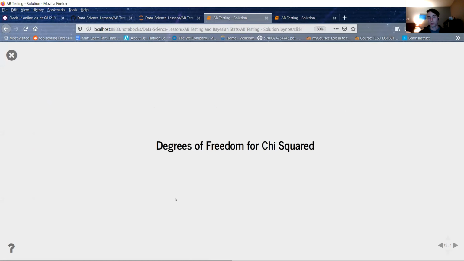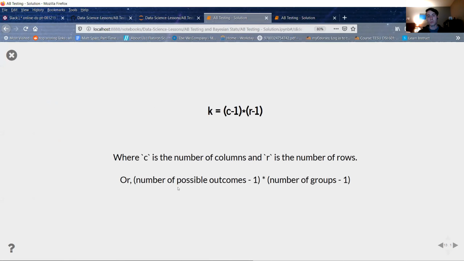So that's chi-squared. The degrees of freedom for chi-squared are calculated with this formula, c minus 1 times r minus 1. This means c is the number of columns and r is the number of rows. So in our example, remember in our data frame, we had basically 2 rows and 2 columns. Our rows were group A, group B, and then our columns were yes and no. So that would be 2 minus 1, which is 1, and 2 minus 1, which is also 1. So that would be degrees of freedom 1 for that specific example.